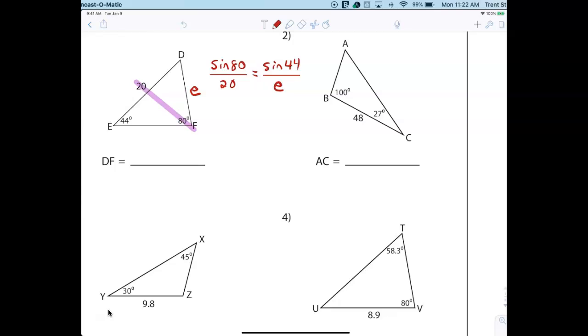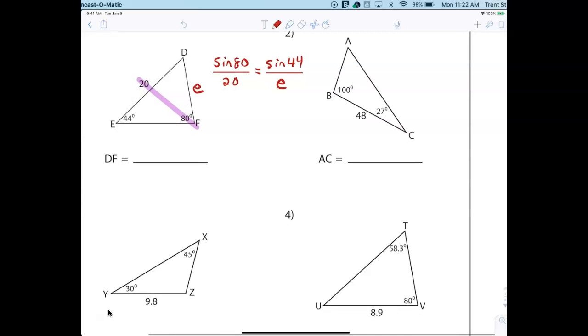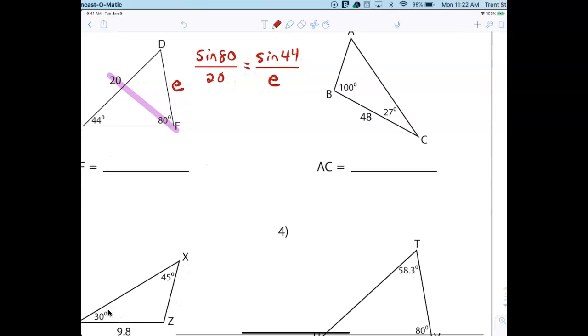Now, because we are brilliant, I'm expecting you to already be able to do the cross multiplying and dividing. You don't have to write that step, but you have to write this down, though. Please look up and make sure you're understanding me, because if you understand this, it's super easy. So watch. E is equal to 20 sine of 44 divided by sine of 80. Does everybody see that? You always multiply the two numbers and divide by the number next to the variable.